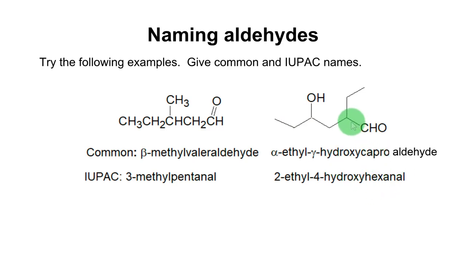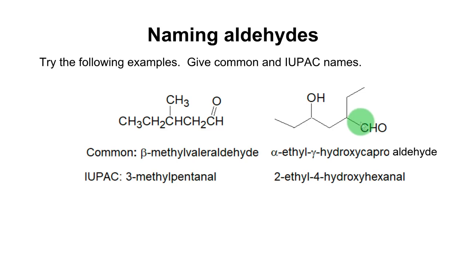So that's carbon number 1. Carbon number 2, we have an ethyl group attached, so 2-ethyl. 3, 4, we have a hydroxy group attached, so 4-hydroxy. Again, even though it's an alcohol, we don't use the OL ending. And so it's just 2-ethyl, 4-hydroxyhexanal.